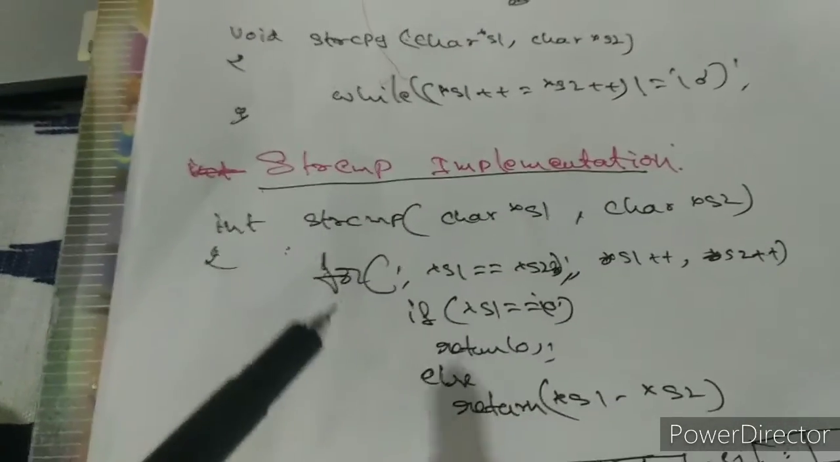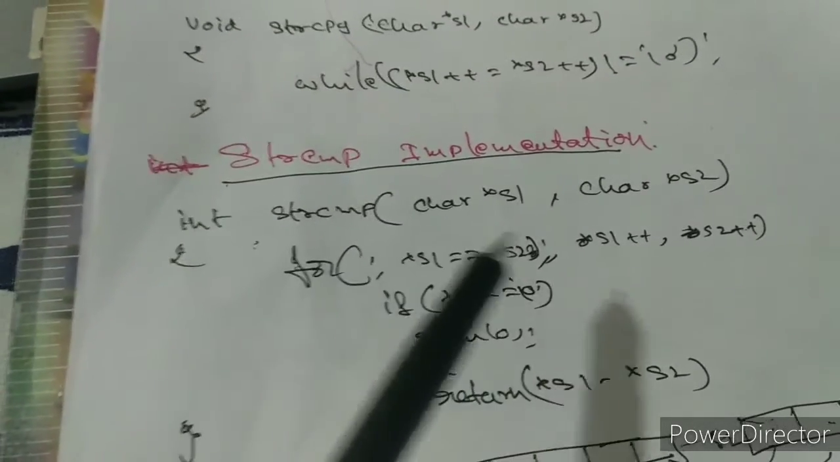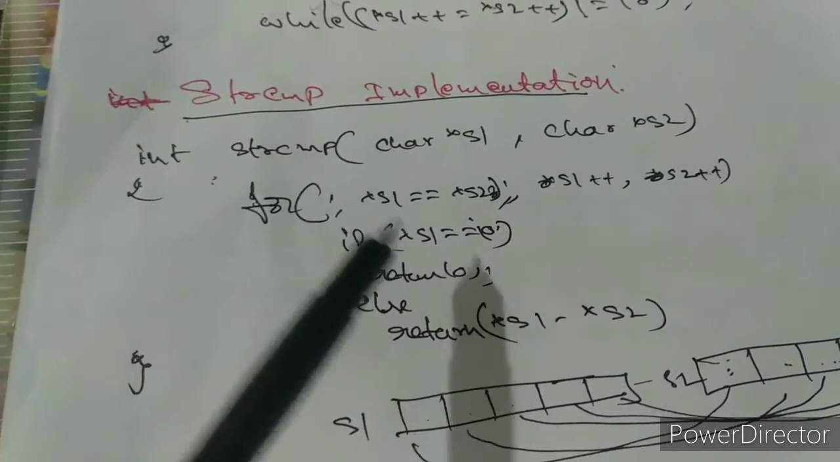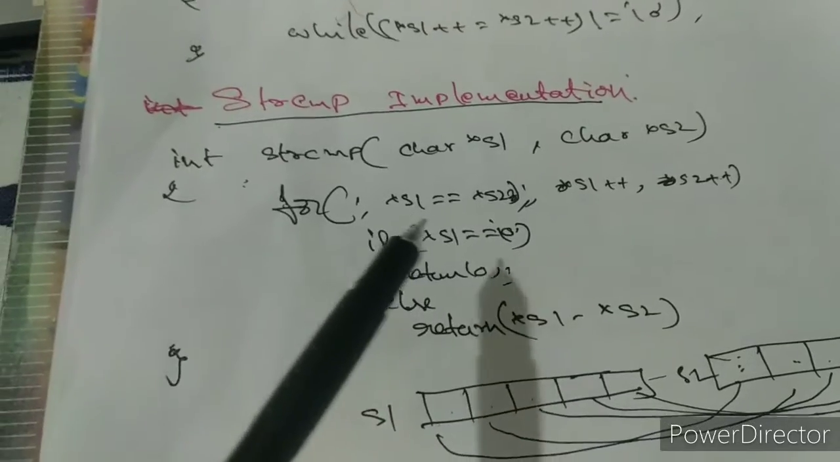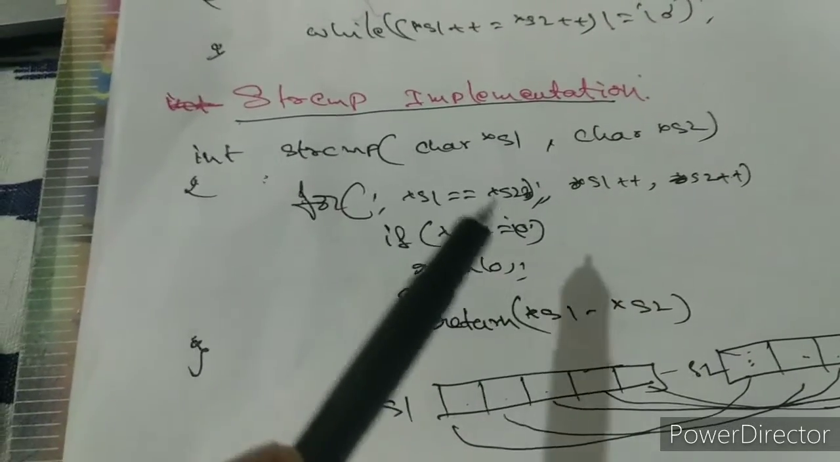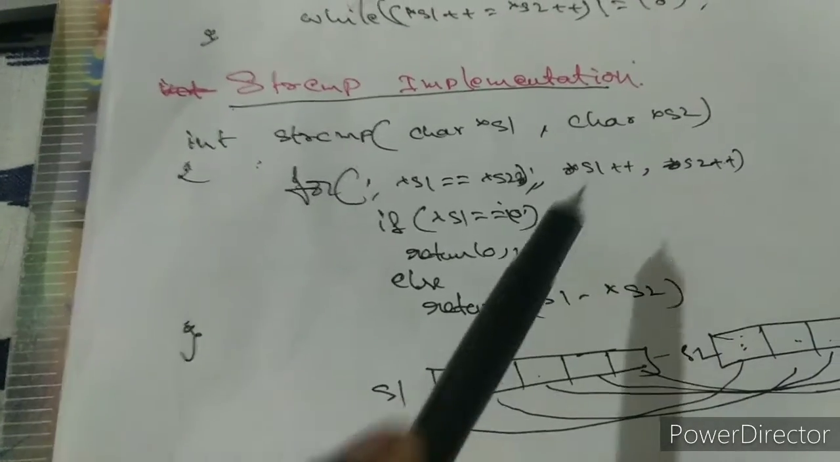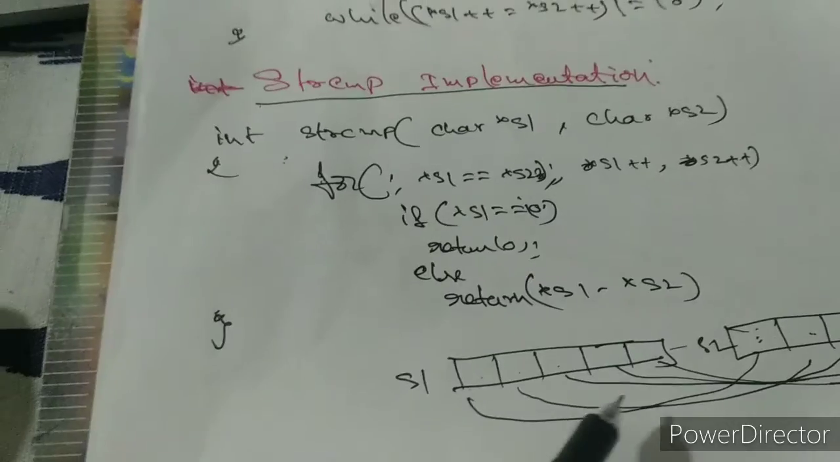It will return an integer value, string compare s1 and s2. The implementation looks like this: I start the for loop, with *s1 equal to *s2, this is the comparison I am doing. After that, s1++ and s2++. Here I am incrementing the pointers. It will go index by index.